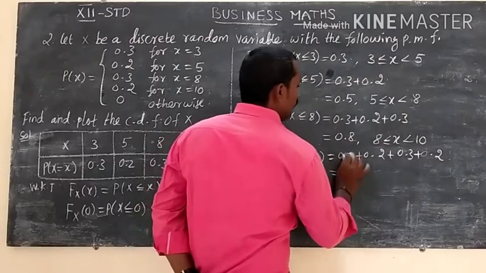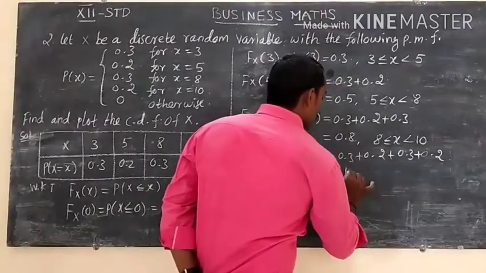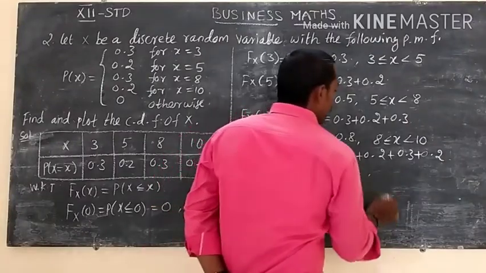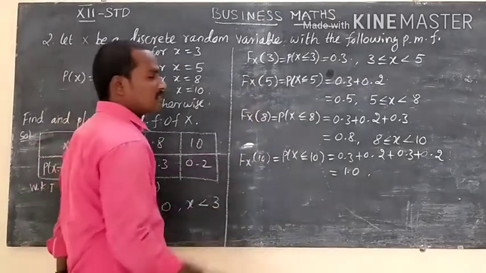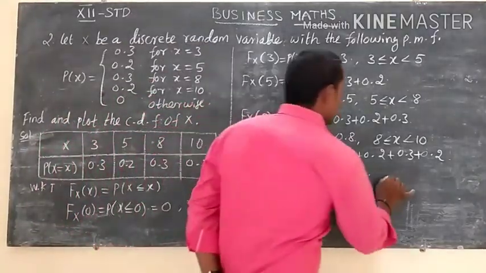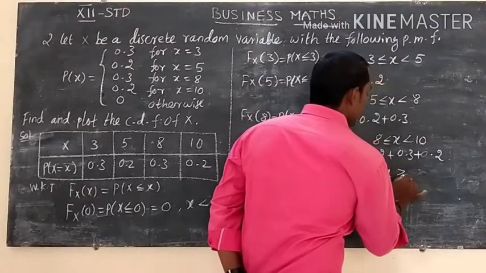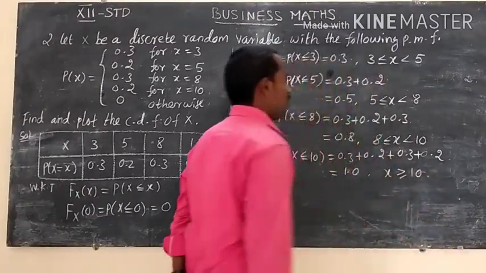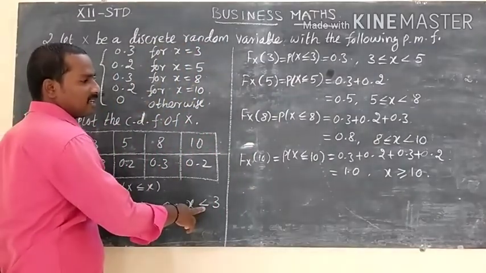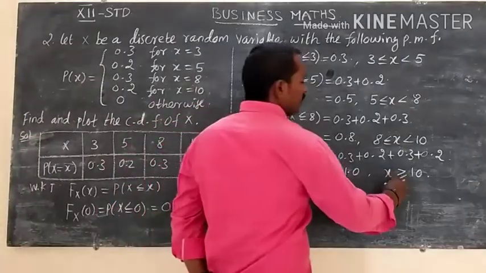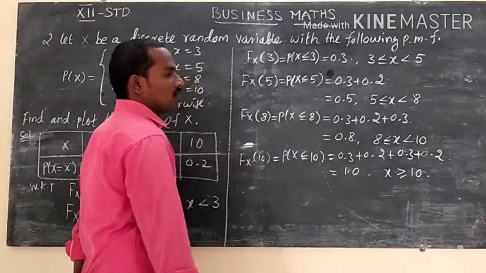Okay, so totally 3 plus 2 is 5, 5 plus 3 is 8, 8 plus 2 is 10, so 1.0. Here the 10 is the last value, so no need to write a less than limit. So x is greater than or equal to 10. The formation is first start at slightly less than and finally finish greater than or equal to. This is only the condition of cumulative distribution function, don't forget.